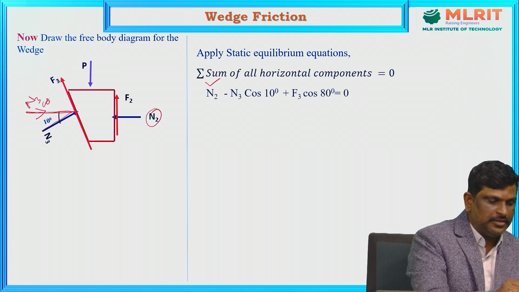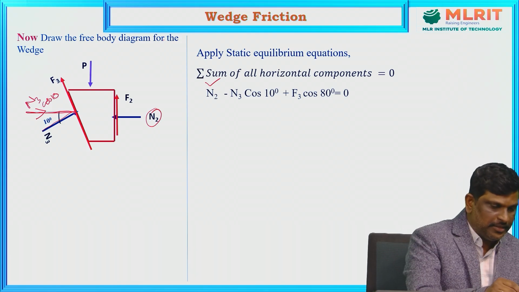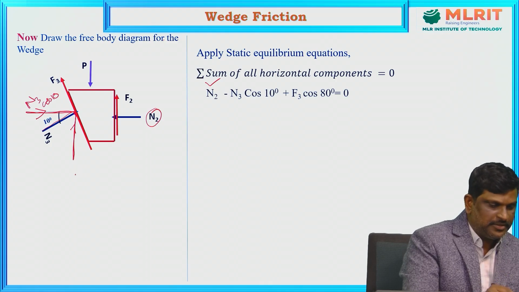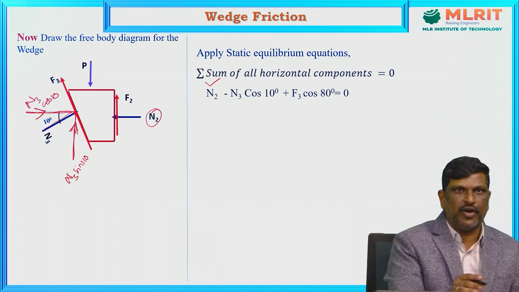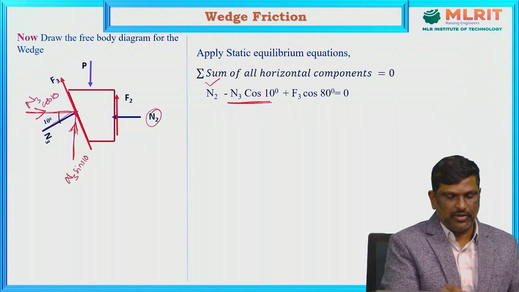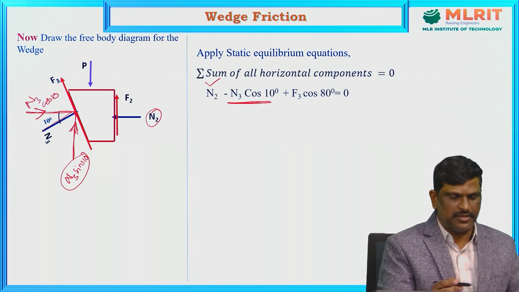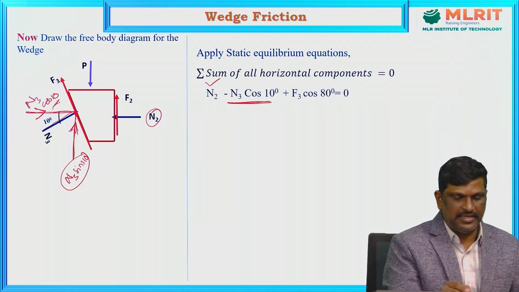N3 cos 10 is the horizontal component, and N3 sin 10 is its vertical component, which is acting in the upward direction. Here the horizontal component is towards the left side. N3 sin 10 we will consider in the vertical components. Let us just look at only horizontal components. See, the horizontal component of N3 is N3 cos 10.